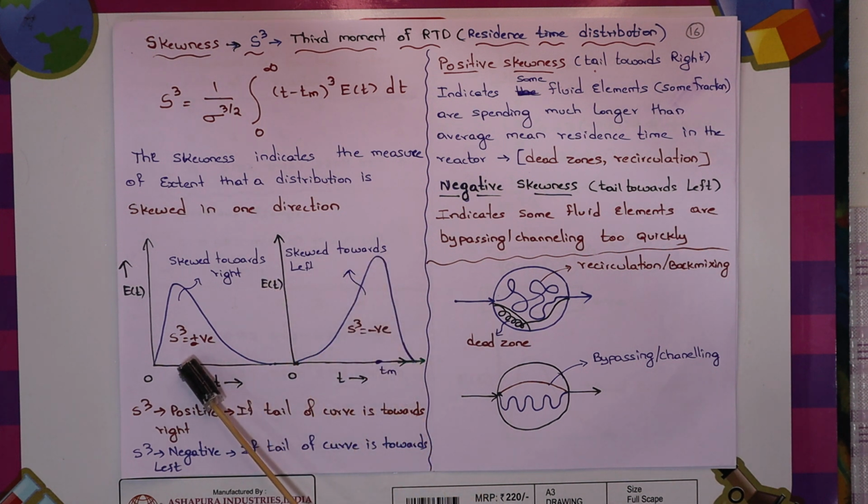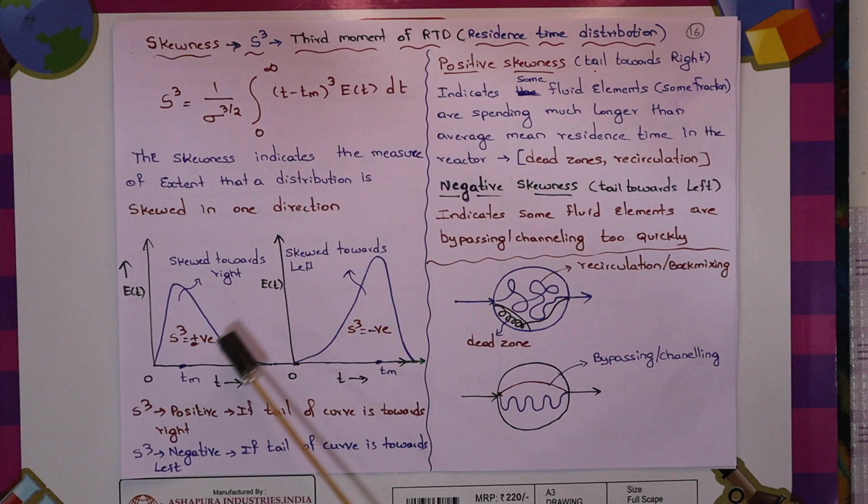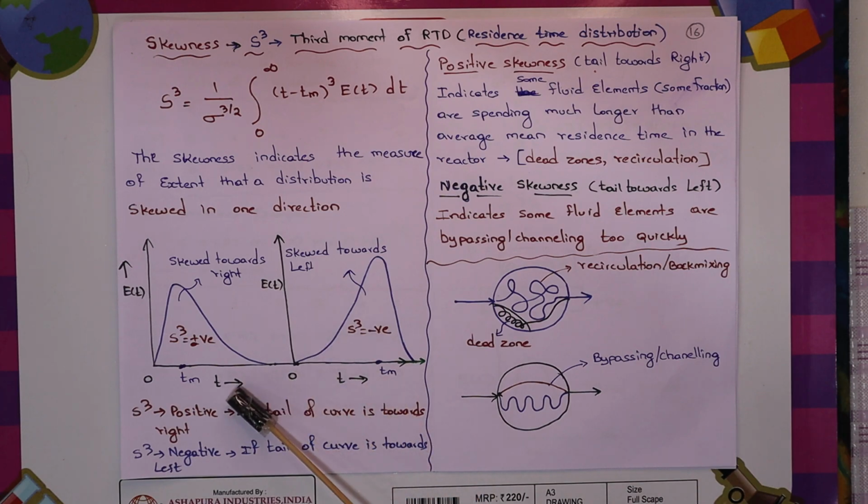Skew, that means if S cube is positive, whatever value we are computing is getting a positive number. That means you get a skew towards the right hand side. If you get a negative number, that means it is skewed towards the left hand side. That means if the tail of the curve is towards the right, that is positive. If the tail of the curve is towards the left, that is called negative. Okay.